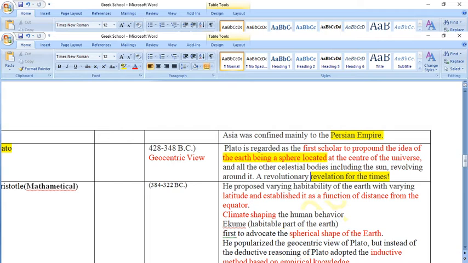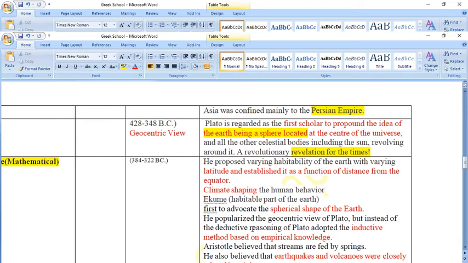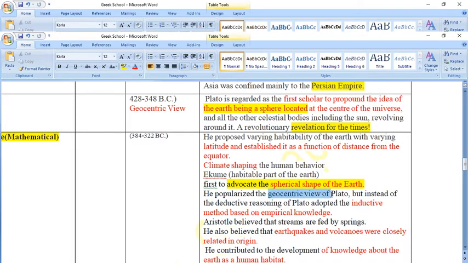Okay, next we come to Aristotle, also a mathematical geographer. He proposed lots of views about geography. We are very familiar that Aristotle also advocated in favor of the spherical shape of the Earth. Next, he also tried to calculate the meridian. And he also believed in the geocentric view of Plato. He believed that the Earth is in the center and the sun and other planets are moving around it.